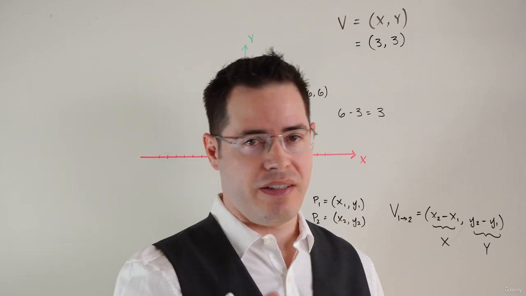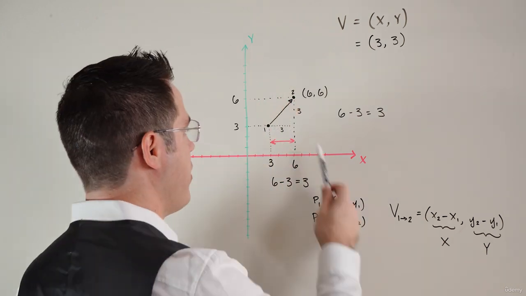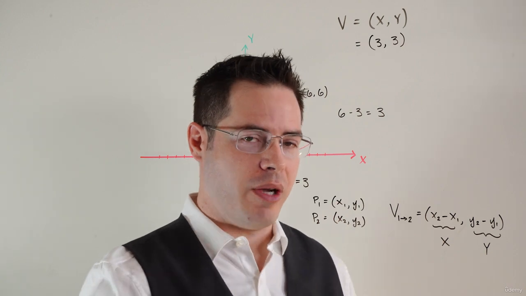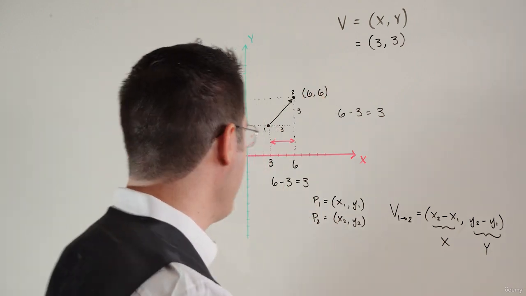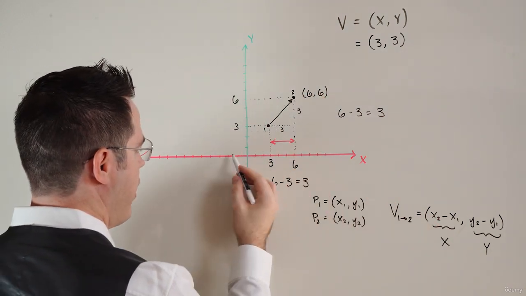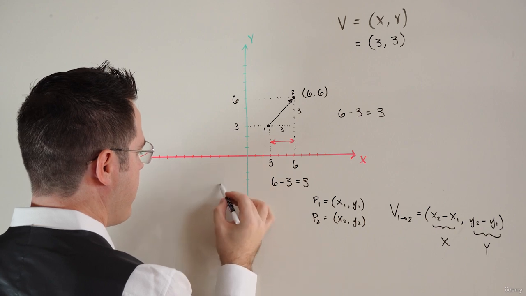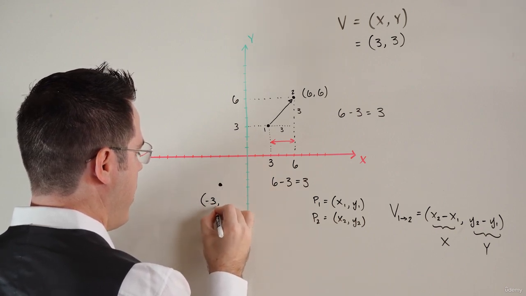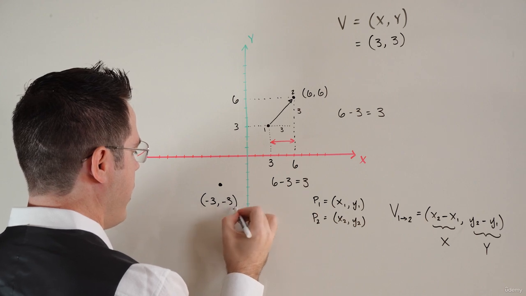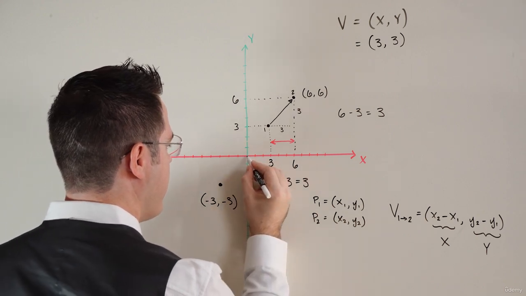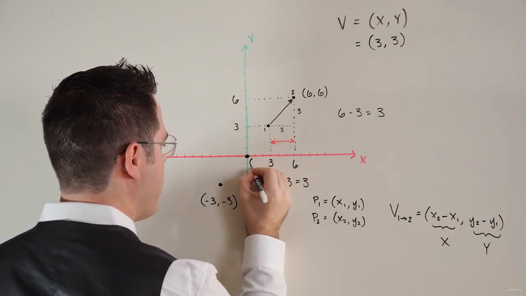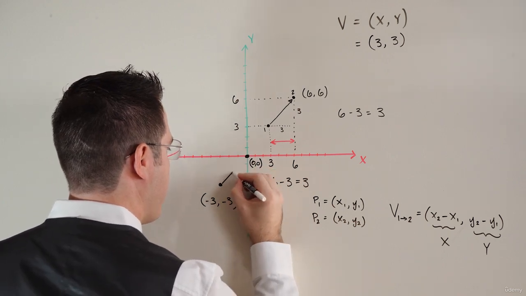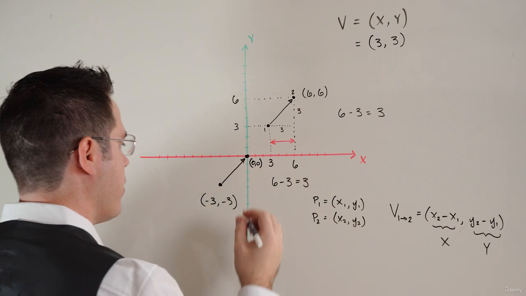Now, I want you to realize something very important. The components of this vector have nothing to do with its location on the xy plane. If I have another vector at -3, -3, so its tail starts at -3, -3, and its head ends at the origin 0, 0, then we have a vector from -3, -3 to the origin 0, 0.